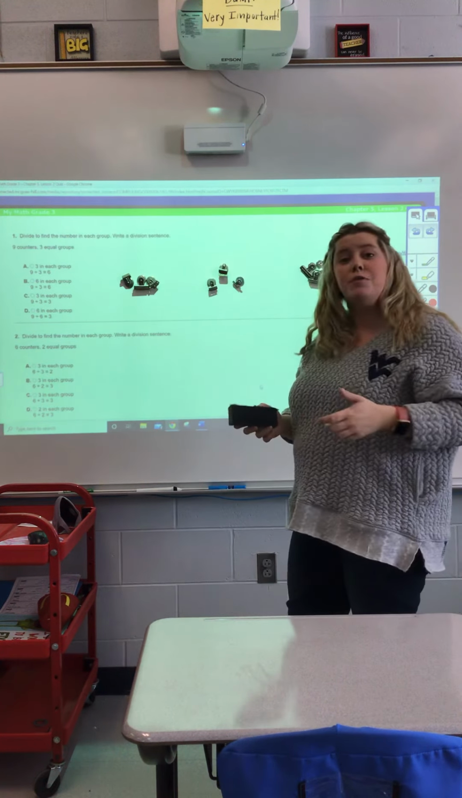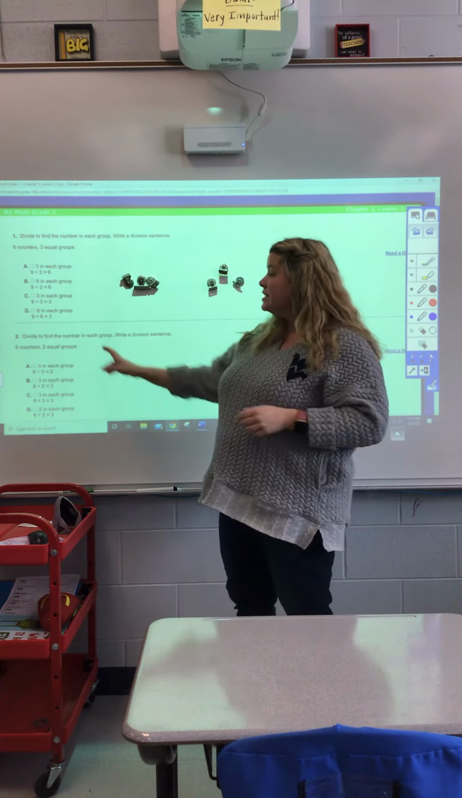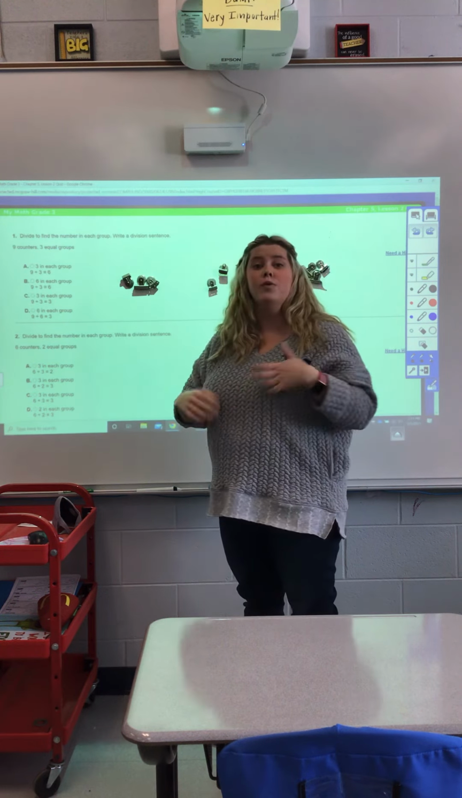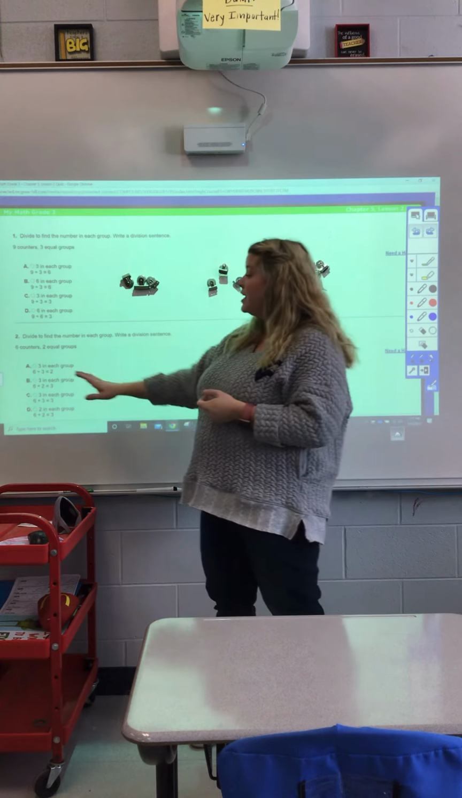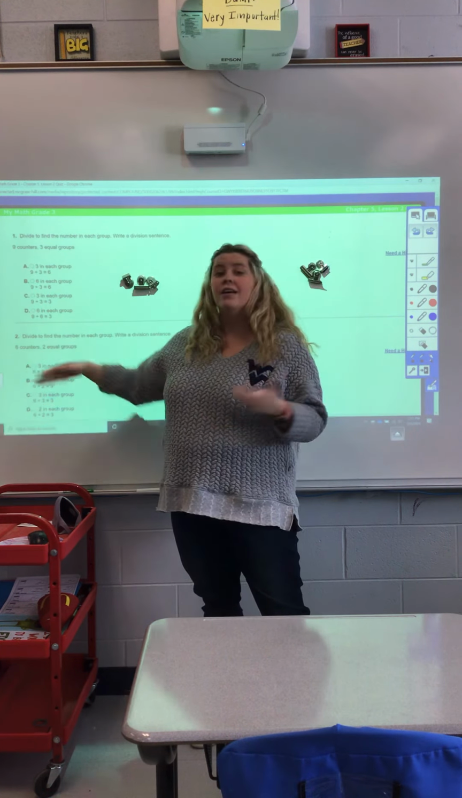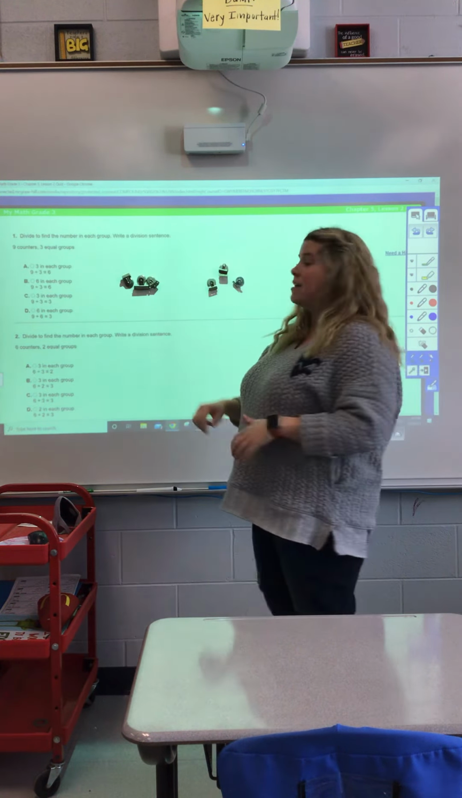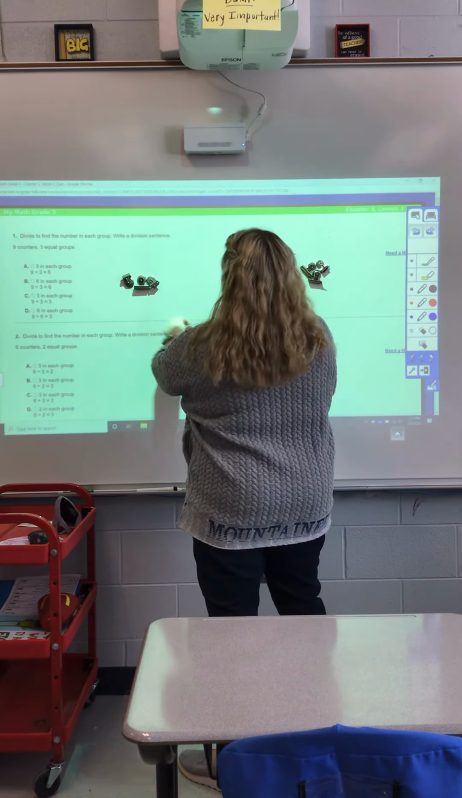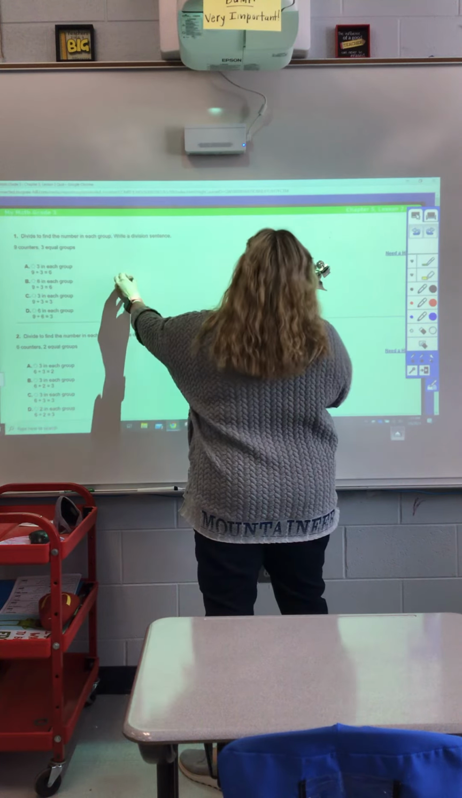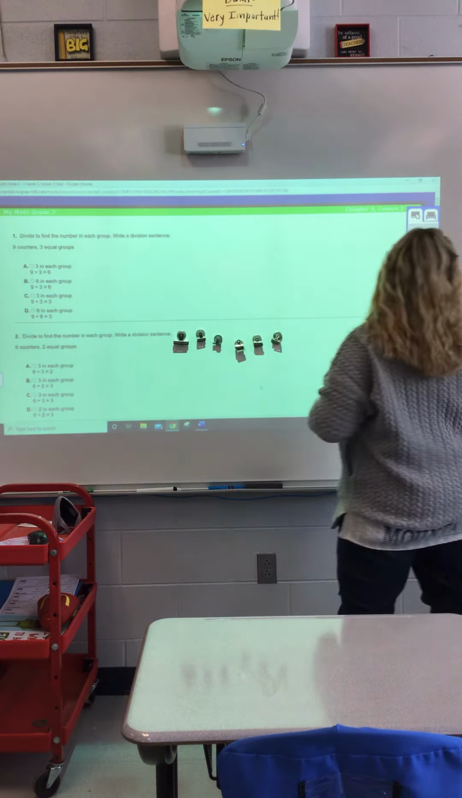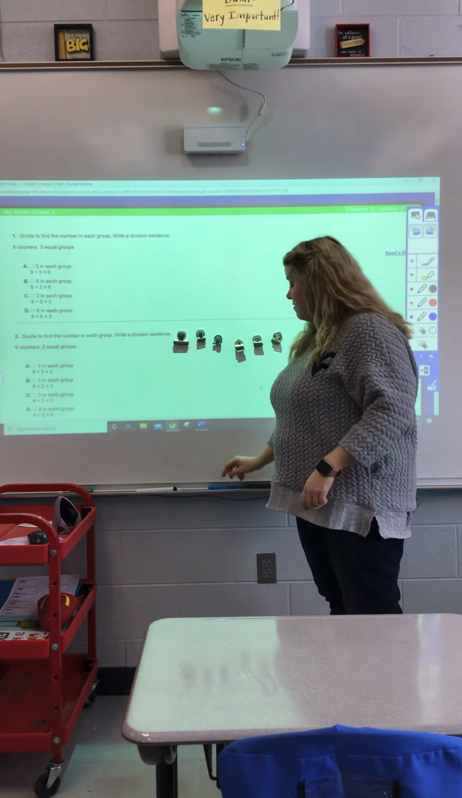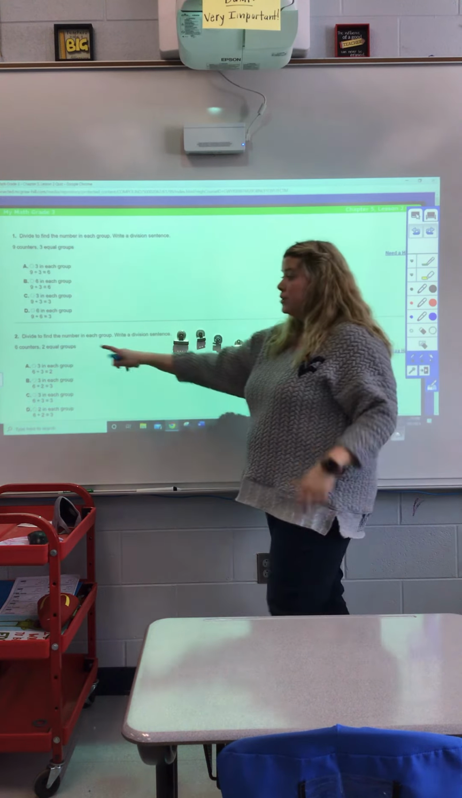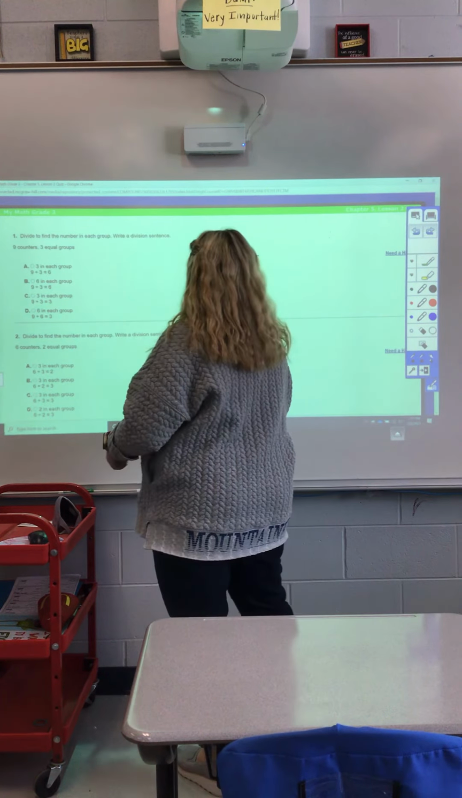All right, let's move on to number 2. Divide to find the number in each group, write a division sentence. Okay, our first step, how many counters do you need to have? 6. Let's count out 6 counters. 1, 2, 3, 4, 5, 6. All right, how many equal groups am I going to have? 2. 2 equal groups.